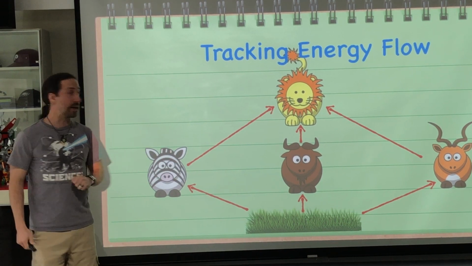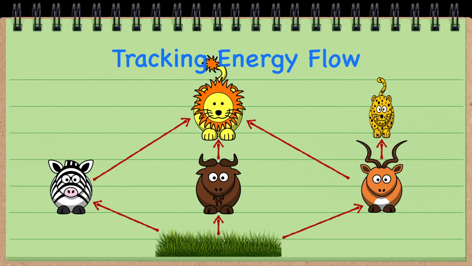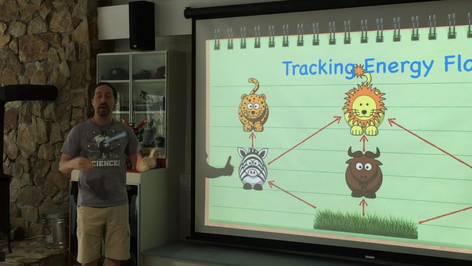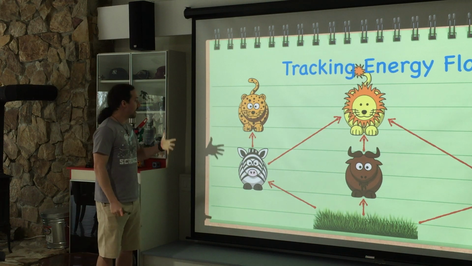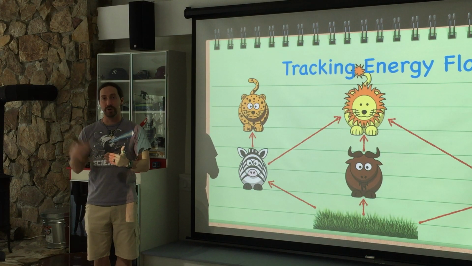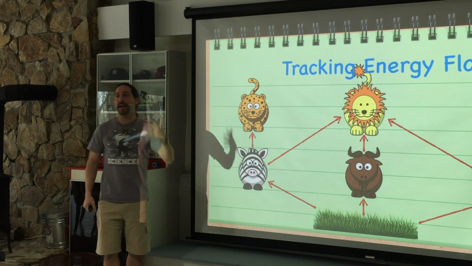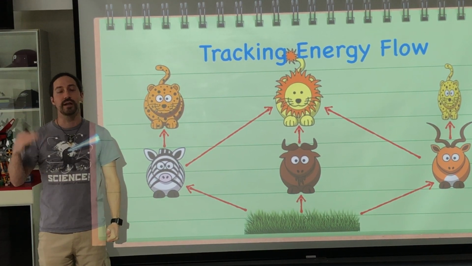Or possibly, if it's not a lion, we can add more organisms into this food web. We could say that the antelope could also be consumed by a cheetah, or we could look at the zebra being consumed by a leopard. These are obviously not the only organisms that we can have here, but it is an example of a food web. Again, recognizing that the zebra, the buffalo, and the antelope, each one of these organisms is a primary consumer. They consume the autotroph. They consume the primary producer. The leopard, the lion, and the cheetah are all examples of secondary consumers because their food source is the primary consumer.